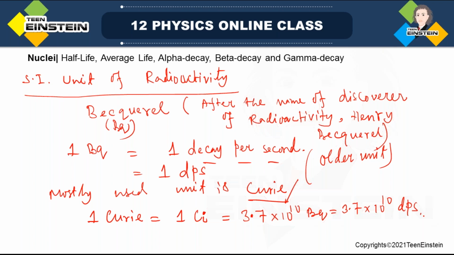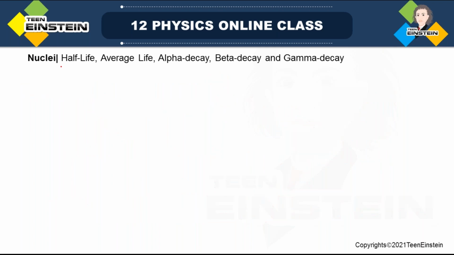Okay, now we'll go to the next topic, that is the time measurement. So look, in radioactivity we know a nucleus. Radioactivity means spontaneous decay of a nucleus. That is actually radioactivity.